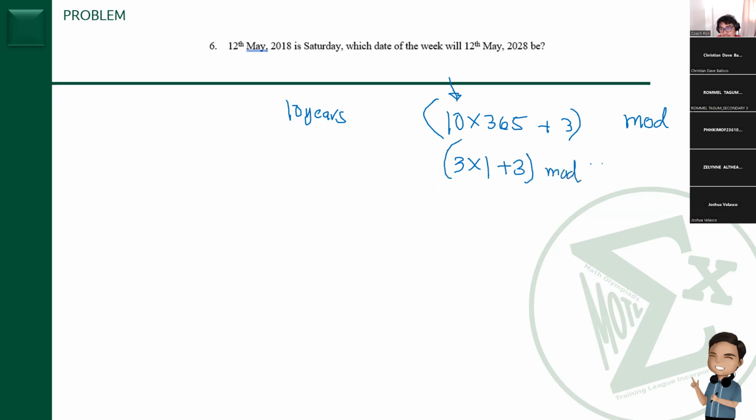Mod 7. All right, so how much is that? That's going to be 6 mod 7. So what does that mean? It's 6 days from Saturday. What is 6 days from Saturday? Friday. It'll be Friday. Next up.